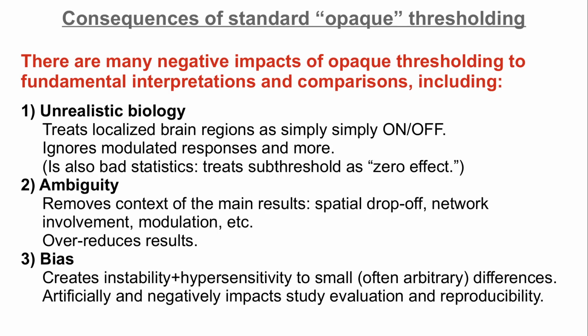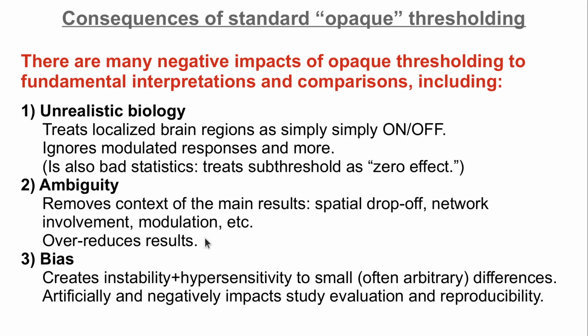We also know that in most cases, the brain regions themselves, or the responses we measure with the BOLD effect, aren't simply on and off spatially. It's also bad statistics to treat subthreshold regions as having no effect, or zero effect, which is what opaque thresholding does. This leaves a lot of the brain hidden away in a lot of other parts of a network that we may be seeing a main cluster in. And so this leaves a lot of room for ambiguity and misinterpretation, and what we'll refer to as over-reducing results.